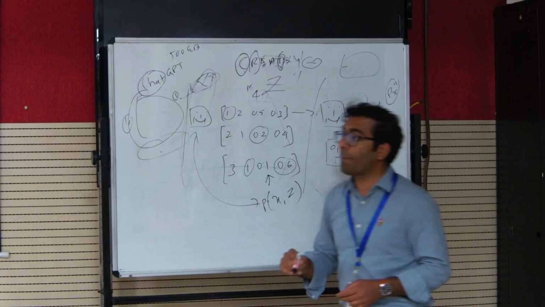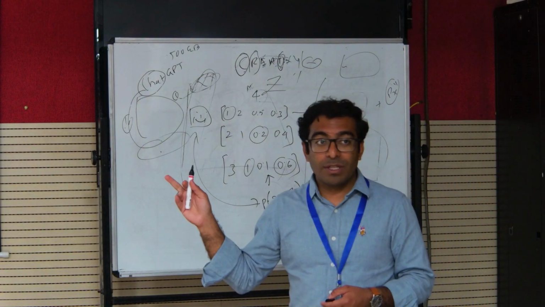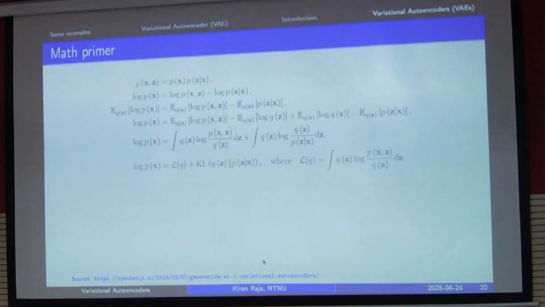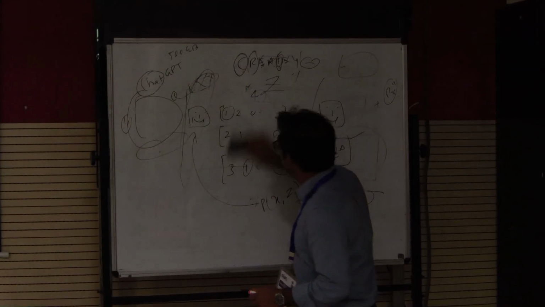from here, how do I get related back to this original data space? Simply by using the log transformation, I can say log of P of x is nothing but log of P of x comma z minus log of P of z given x. So I've just taken it to the other side, right? So if I derive that one, how would it be?